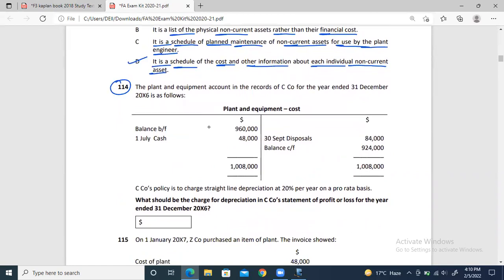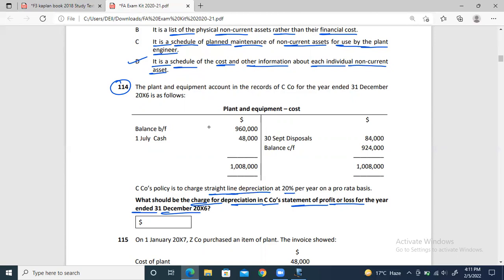Question 114. So what should be the charge for depreciation in C company's statement of profit and loss for the year ended 31st December 16? So what is it asking in the requirement? It's asking the charge for depreciation, right? Now, can you please tell me which method they are using in this? Can you please locate in the question which method of depreciation they're using? Straight line depreciation is there. Exactly. It's written over here, right?